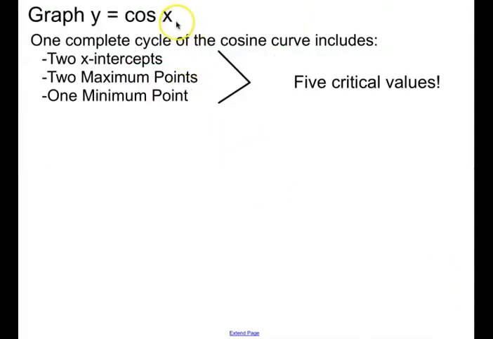So the graph of the cosine function, instead of starting at an intercept, going to a max, going to an intercept, going to a min, going to an intercept, where I had 3 intercepts and a max and a min, now I have 2 x-intercepts, 2 maximum points, and 1 minimum point. But finding those 5 critical values is the exact same process as when graphing the sine function.